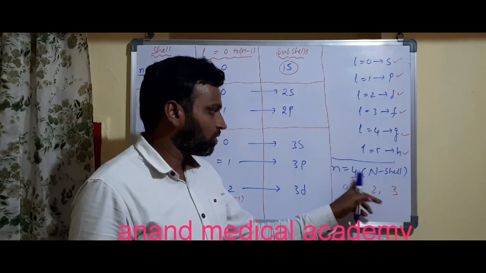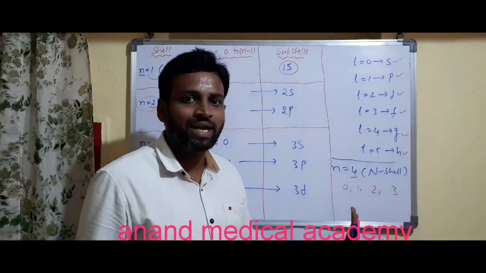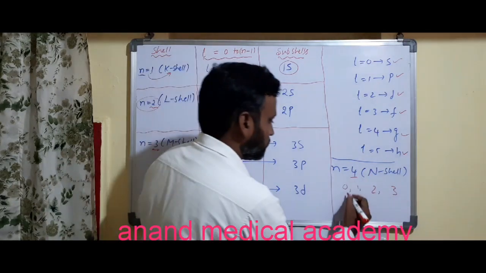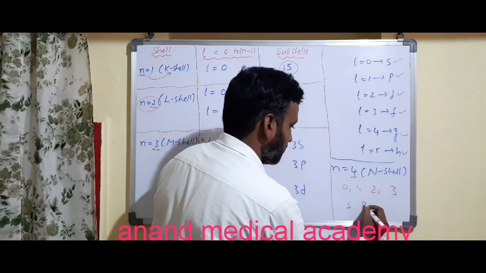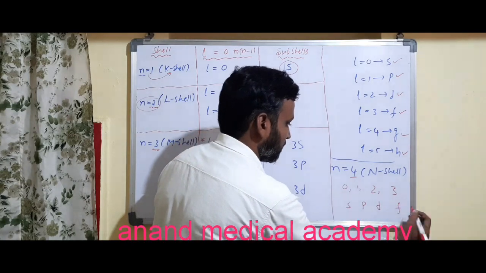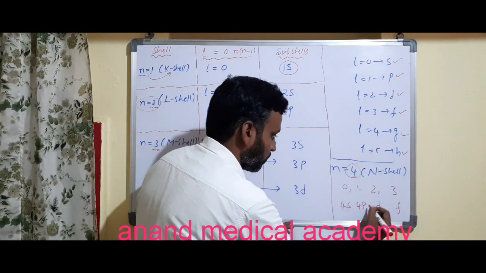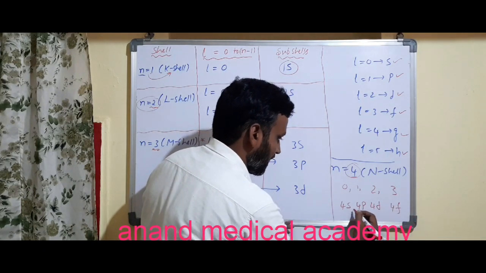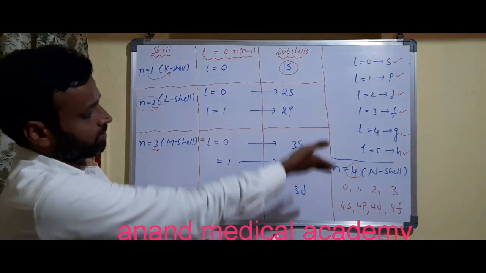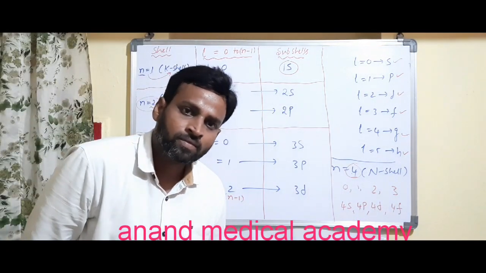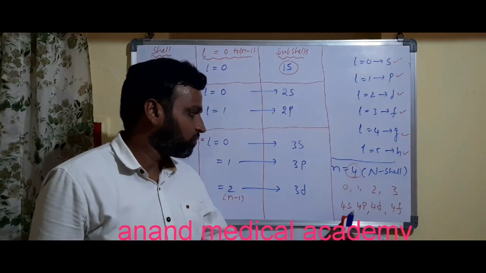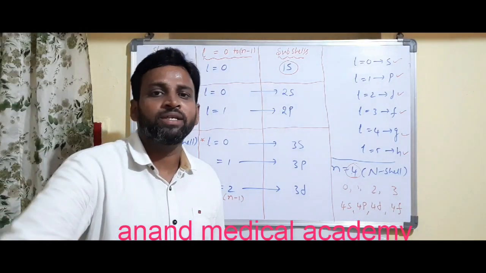n equals 4, so up to 4 minus 1 I have values, starting from 0. 1 means P, 2 means D, 3 means F. What is the value? 4. So 4S, 4P, 4D, 4F like this. So this is about n equals 4. n equals 4 means there are 4 subshells. n equals 5 means 5 subshells.